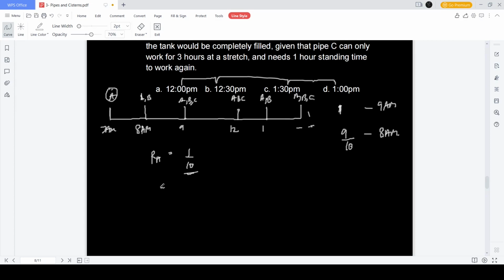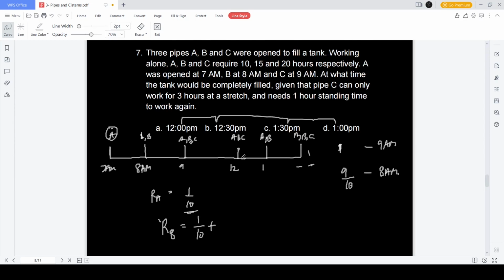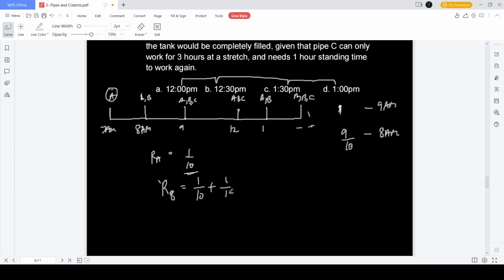At 8 a.m. A and B are open together. So the rate from 8 a.m. will be the rate of A plus the rate of B. Rate of B is 1 by 15. So this is going to be, over 30, 2 and 3, 5 by 30. That is 1/6. So 1/6 of the tank will be filled in 1 hour.